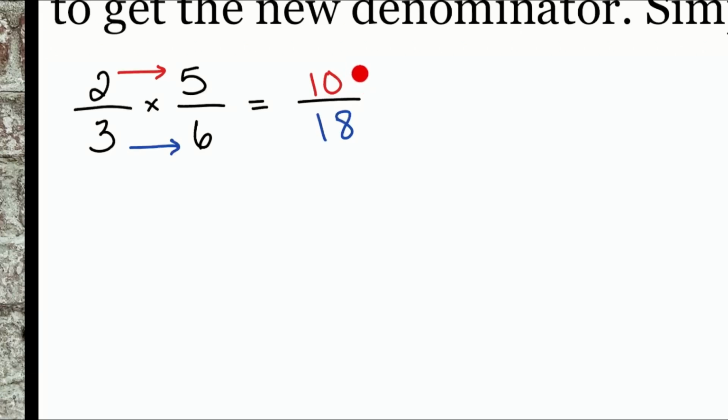10 is divisible by 2. 18, yeah, that's divisible by 2. So what I'll do is I'll divide them each by 2, because remember, as long as you're doing the same thing, multiplication or division, to the numerator and denominator, the top and the bottom, you're perfectly fine. So here in this case, 10 divided by 2 is going to give us 5. 18 divided by 2, that's going to give us 9. And that right there is our final answer, and we're all good.